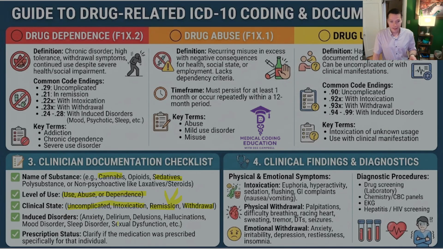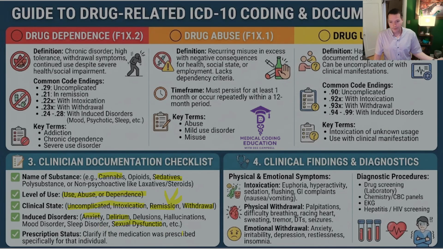Indicate induced disorders that have come from this, whether or not they have anxiety, delirium, the sexual dysfunctions, what we were talking about before, the with guidelines. These are the with conditions that commonly happen when you abuse drugs. Indicate if the patient has one of these going on, and if so, you should actually use one of those codes for your patient and not an uncomplicated code.